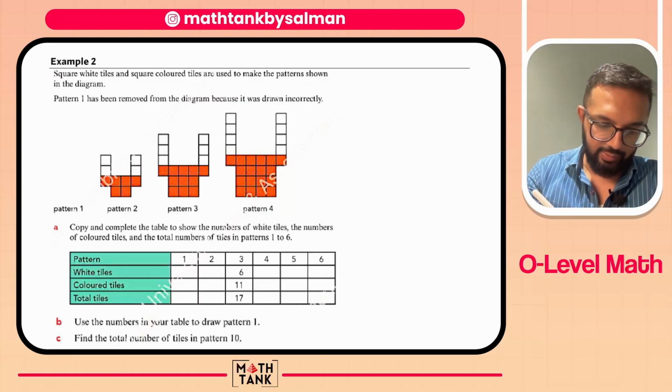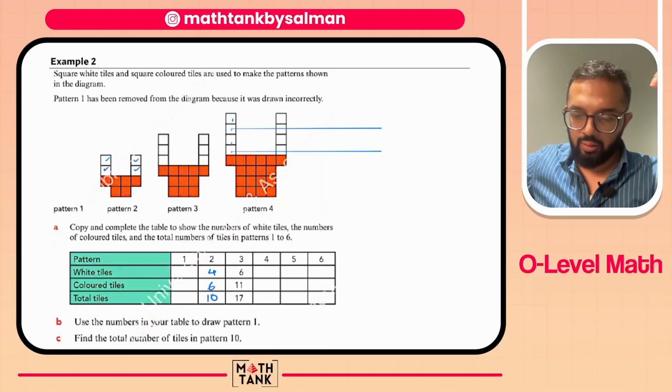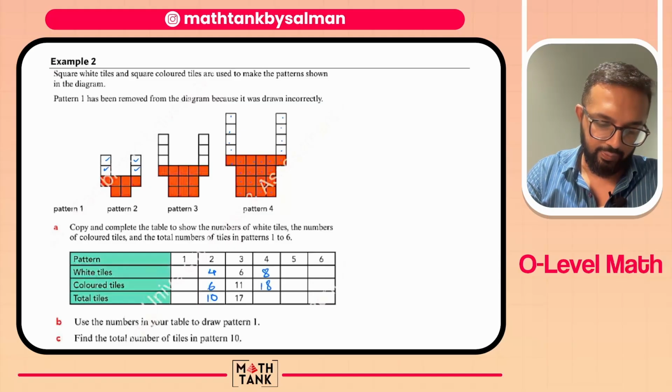For number 2, let's just count. Okay, so that's 1, 2, 3, 4. That's 4 white tiles, and 1, 2, 3, 4, 5, 6. 6 colored tiles, the total of 10. Similarly, pattern 4, so 1, 2, 3, 4, 5, 6, 7, 8. So 8 white tiles. And then the colored tiles, 1 through 18. So it's 26.